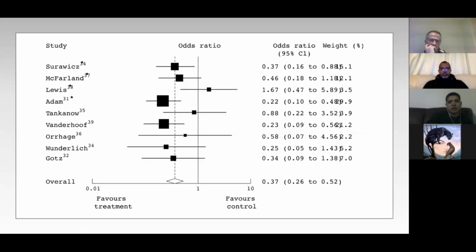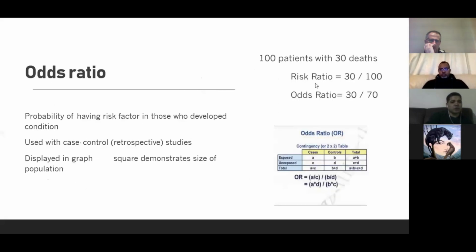And we'll go there. You'll find here the word odds ratio. So the next question will be, what is the odds ratio? The odds ratio is the probability of having a risk factor in those who developed the condition. So if you have 100 patients who are smokers, 30 of them died or got lung cancer. So what is the odds ratio?